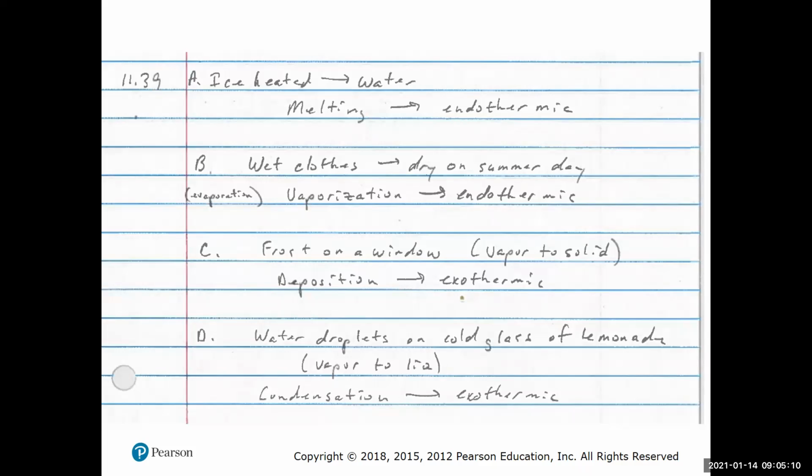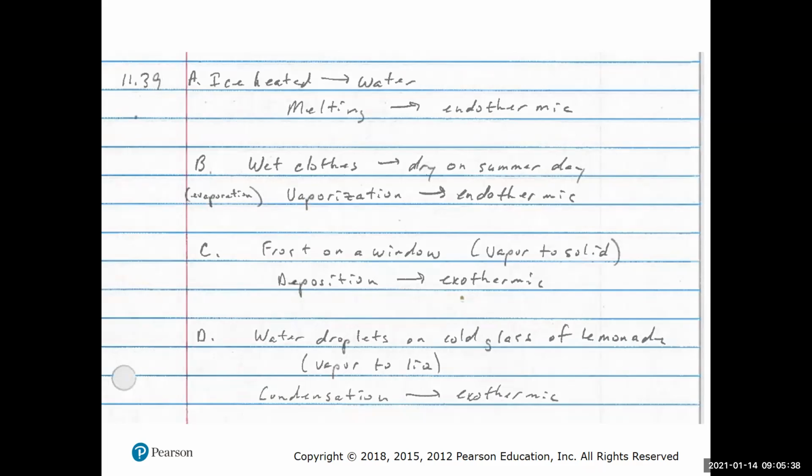Wet clothes, drying on a summer day. This means you're hanging it outside on a clothesline. None of you probably know what a clothesline is anymore, but people used to hang their clothes outside and let the water evaporate. So that's evaporation or vaporization. That's going liquid into gas. So an endothermic process.